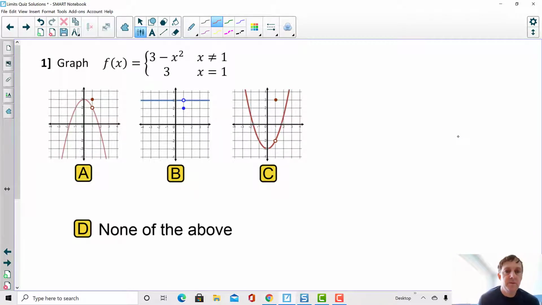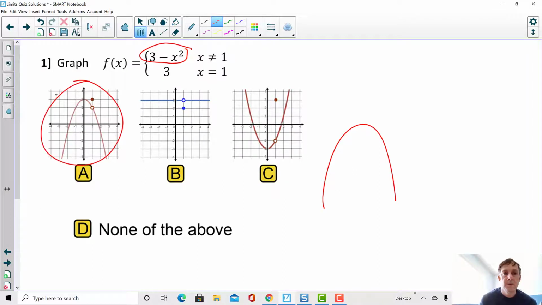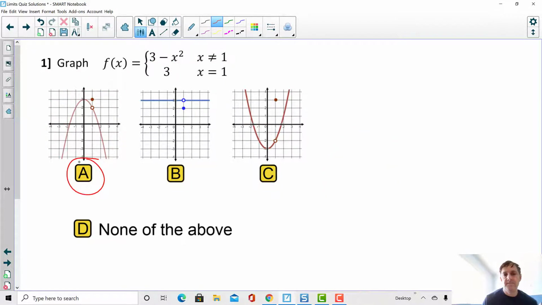Now in this example, they want us to graph this. So it's going to be this function everywhere except when x is 1. So that's going to be an upside down parabola, and it's moved up 3. And then when x is 1, the height is 3. So that's why you see that little point right there. Answer to this question was A.